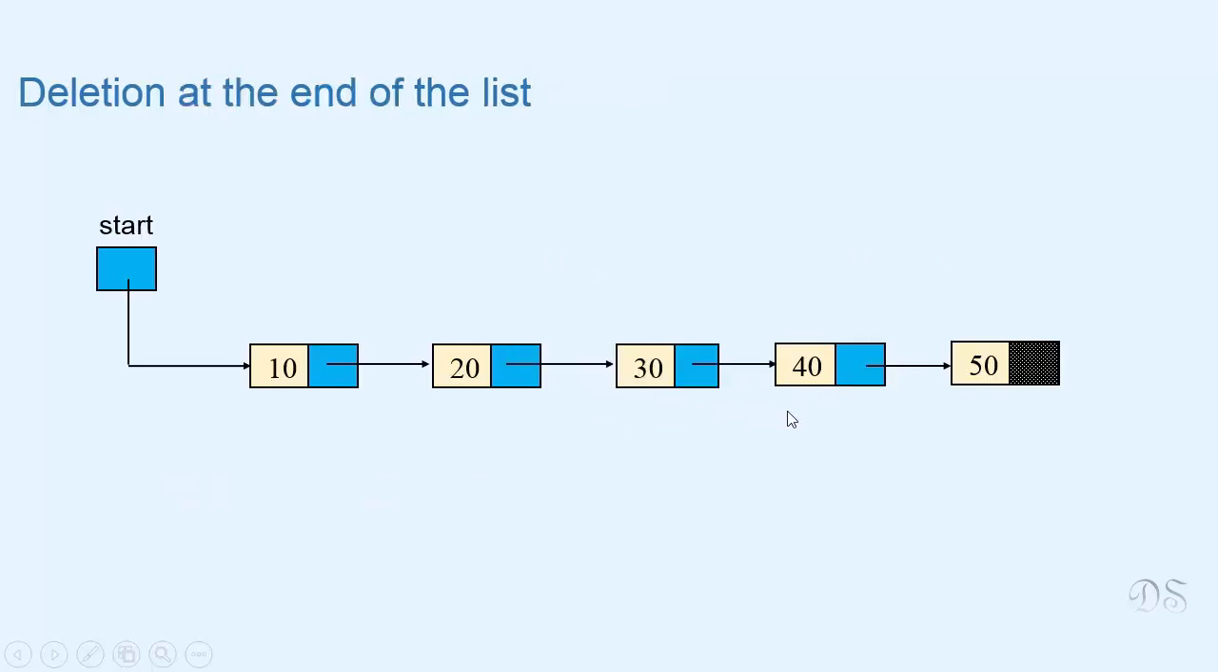Now to delete the last node of the list, we need a reference to the second last node. So we'll just write p link is equal to null. So now this is the last node of the list and this node is not a part of the list now.